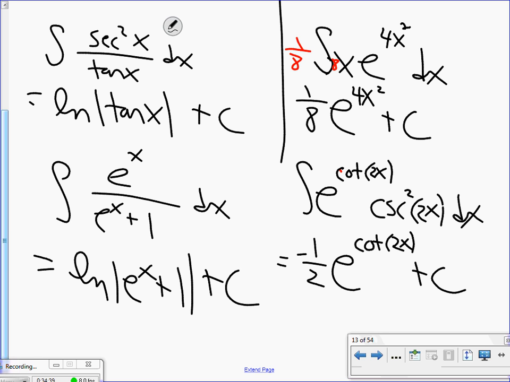All right, because your u is cotan of 2x. What's the derivative of cotan of 2x? Yeah, it's negative cosecant squared of 2x times 2. So you're missing a negative 2. You put the 2 here. I just don't have enough room. So that's why you need a negative 1/2 on the outside.